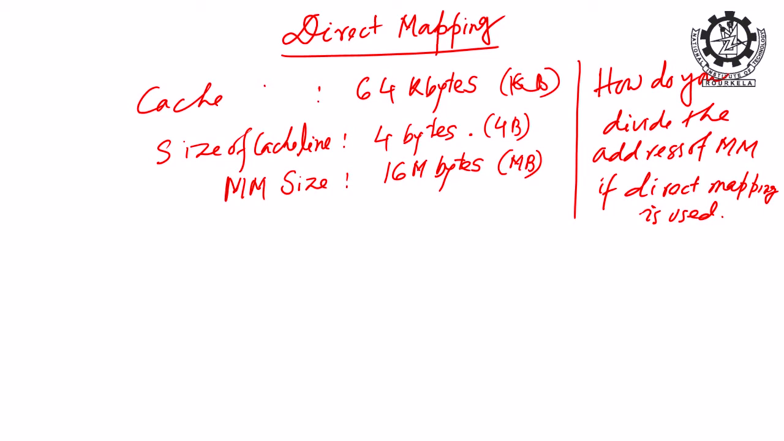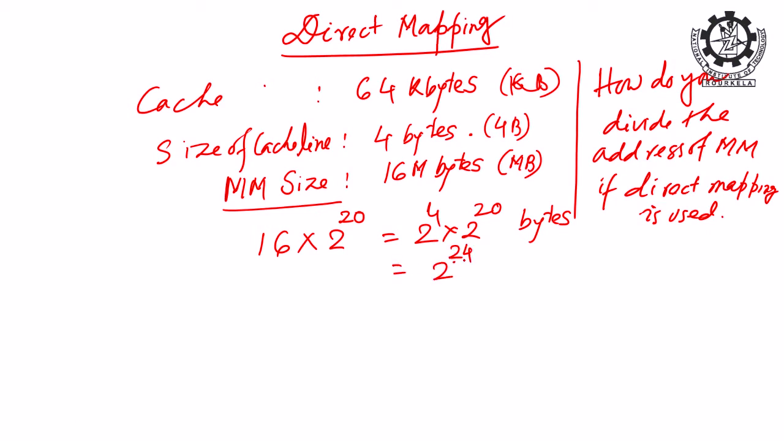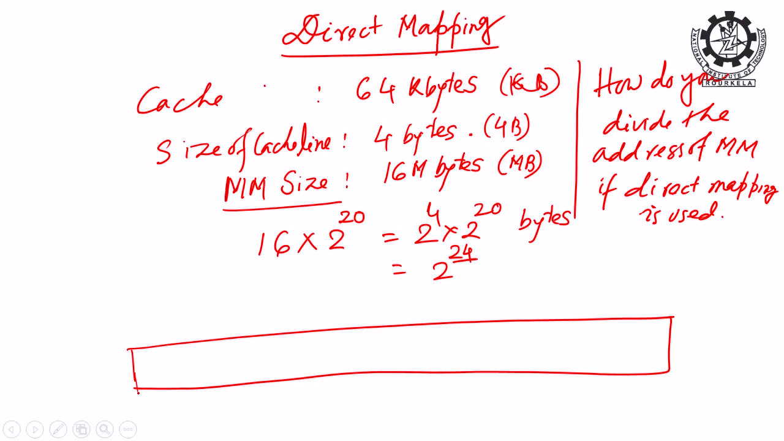Okay. So, how many bits of address should the CPU generate? That is nothing but the number of bits to represent the main memory size. The main memory size is 16 into 2 to the power 20, each location has 1 byte. So, this is nothing but 2 to the power 4 into 2 to the power 20 bytes. So, that means the main memory address is 24 bits. So, therefore, this is a total of 24 bits.